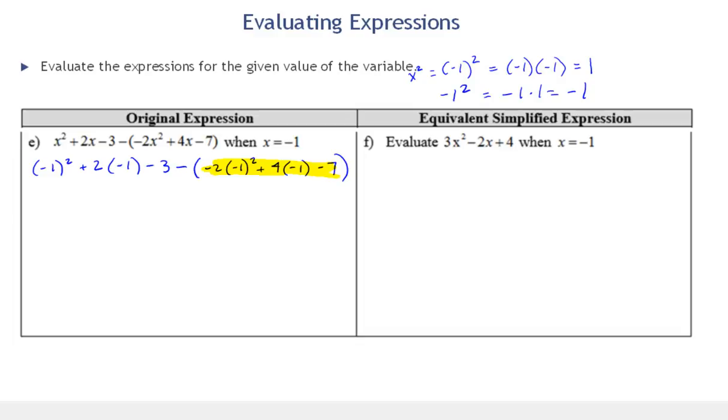Now, I know you're not going to like this, but every step you need to write. We're making equivalent expressions, so you need to continue to write this first part as we're working with this second part. Okay. So first I'm going to do the exponent. Negative 1 squared, we said, is 1. Negative 2 times 1.